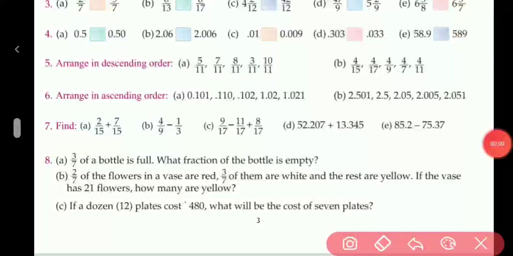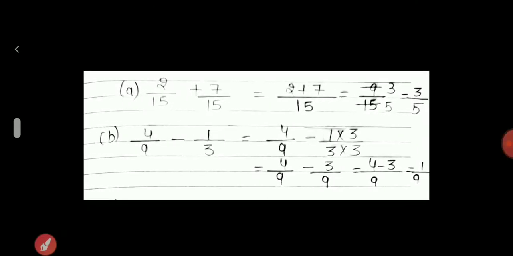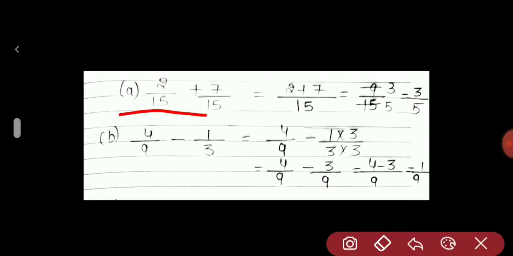Question number 7, A part, find 2 upon 15 plus 7 upon 15. So look at the solution first. 2 upon 15 plus 7 upon 15 equals, in the numerator we will add 2 plus 7 and the denominator will remain the same. 9 upon 15. Now 9 upon 15 comes in the table of 3, so it will be cut by 3 times and 5 times. So the answer is 3 by 5.